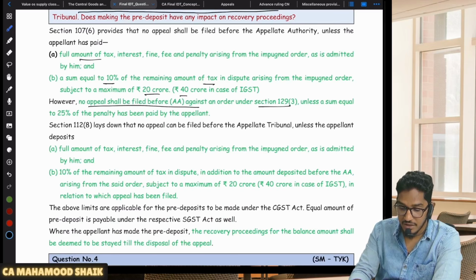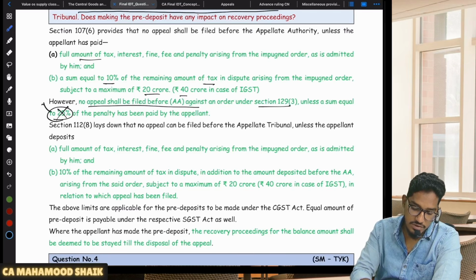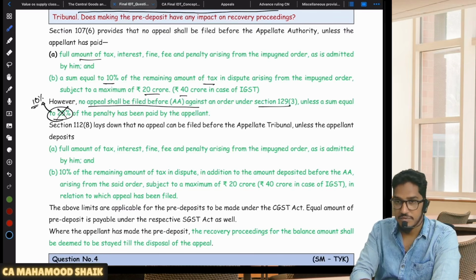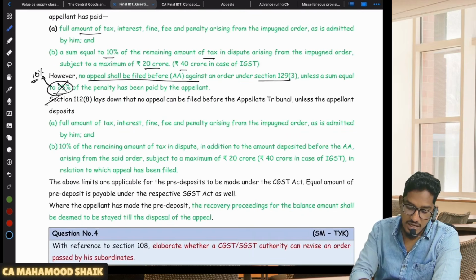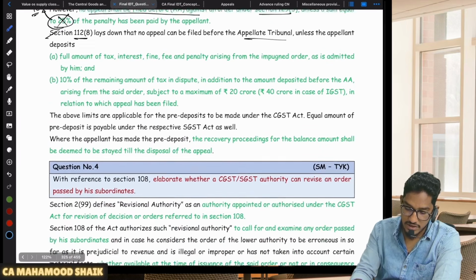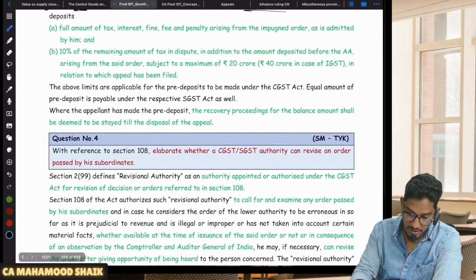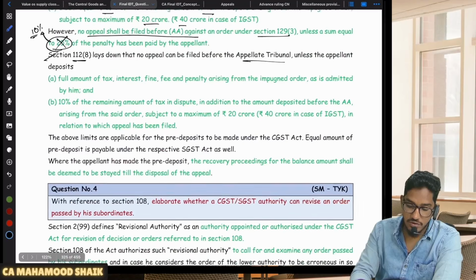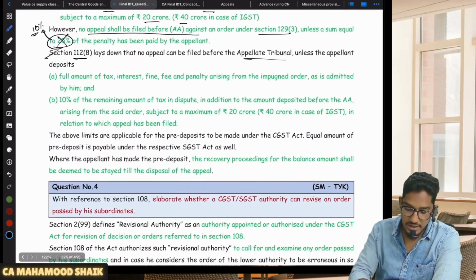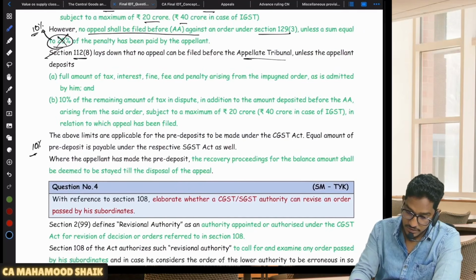That means in case of penalty order, unless a sum equal to 25%, not 25%. How much is it now? 10%. Even for penalty orders also 10%. If you pay, it will be enough. Same thing will be said under 112(8) for appellate tribunal. There also you make that change. Here also the amount is 10% in case they have given it. They have not added that. Here also, if at all you are going for appeal only for penalty, there also 10% only, right?